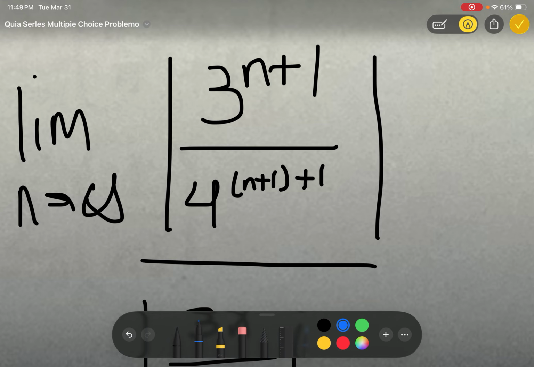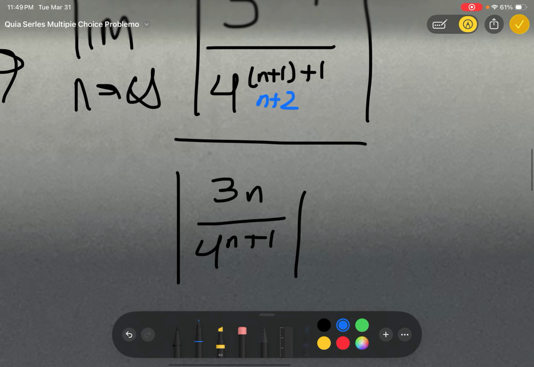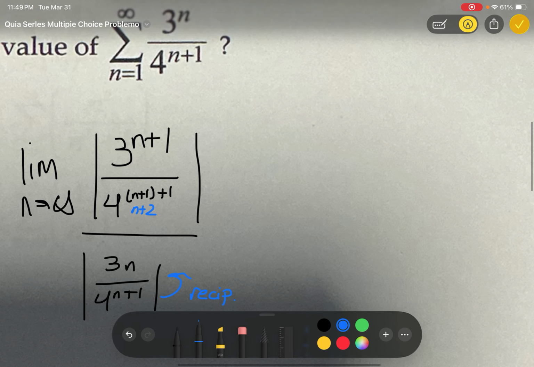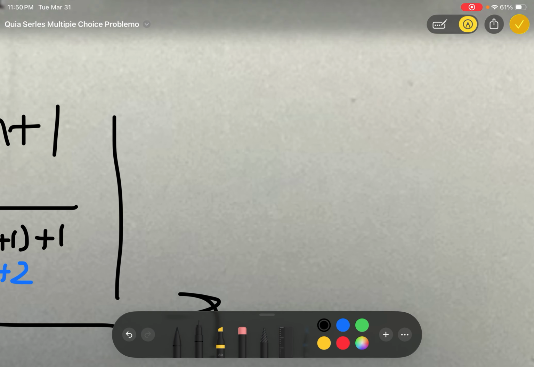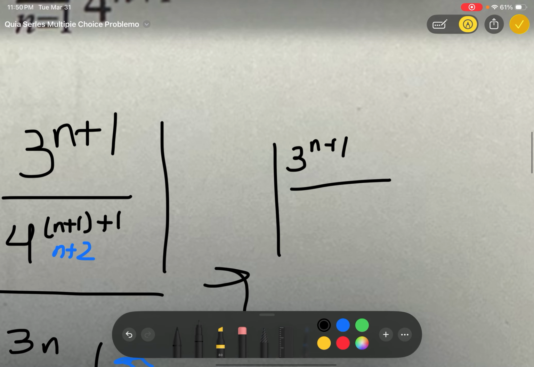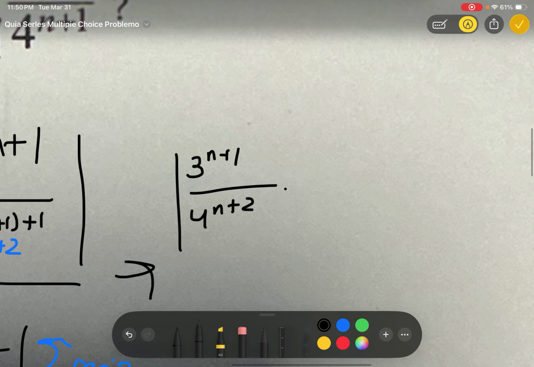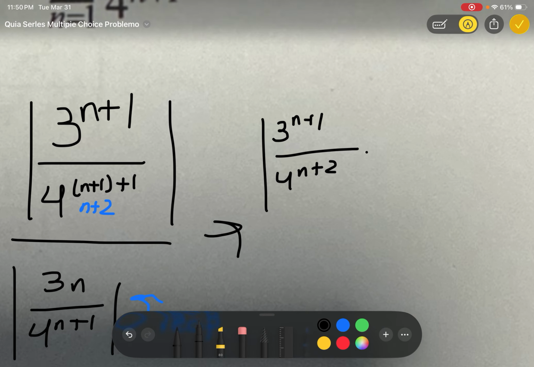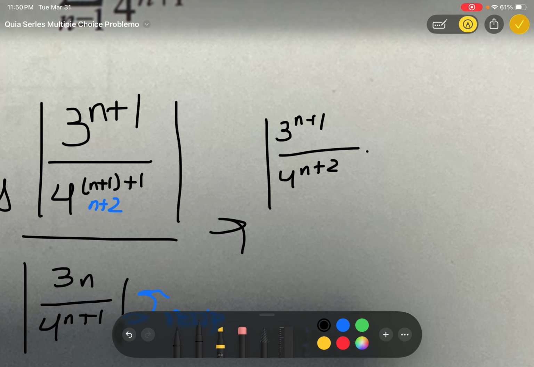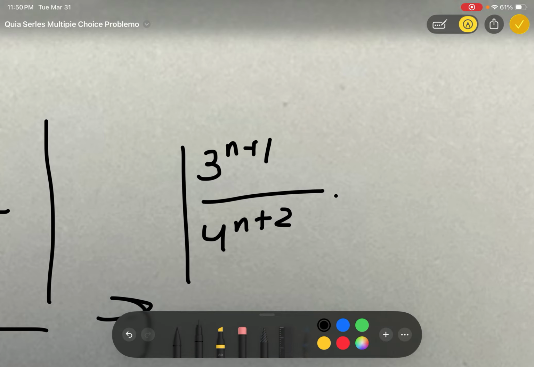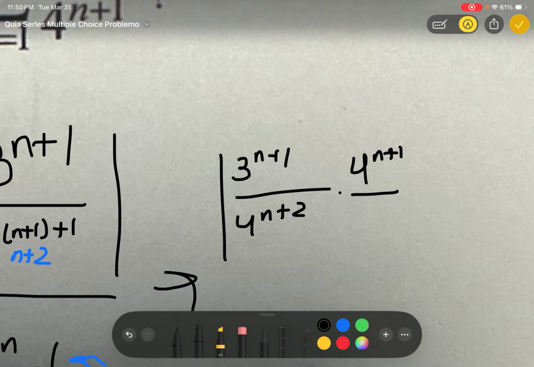Now what I can quickly do here is simplify this. n plus 1 plus 1 is just going to be n plus 2. And all we need to do here is reciprocate it. So let's clean that up. Since we can't have fractions in the denominator, we are going to reciprocate that fraction so that we can just multiply it instead of making it into a long, complicated division problem. So it's going to be 4 to the n plus 1 over 3 to the n.